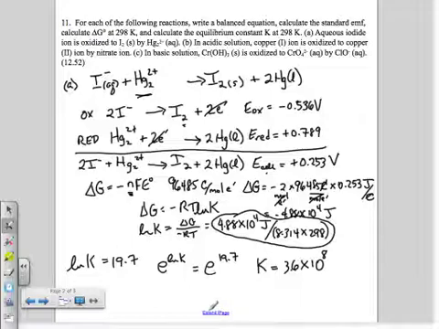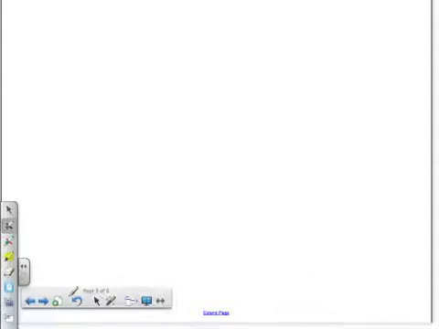All right. I'm going to go ahead and I think what I want to do is just give us a new page, okay? I want a new page. There we go. It's because I want some room for this next one.